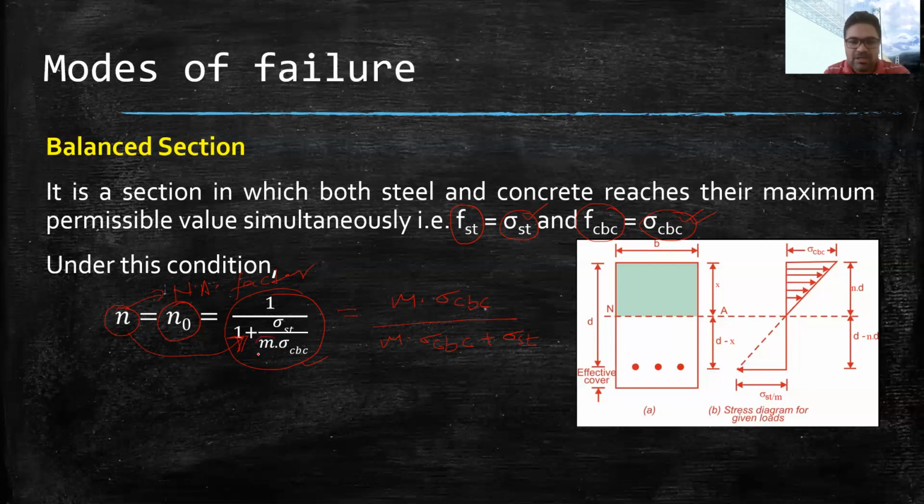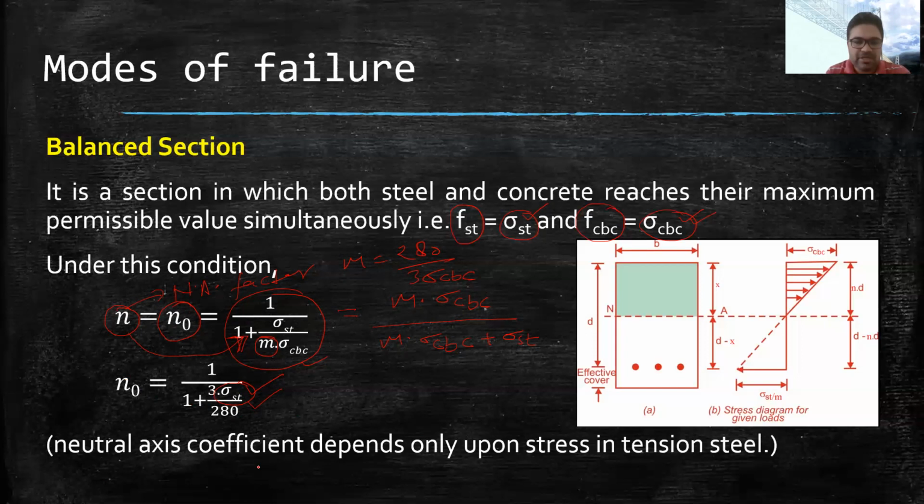If we further put the value of m as per IS code, m is equal to 280 by 3 sigma cbc. If we replace this value in place of m, it is further modified to this value. So in this case, we can write this as 1 upon 1 plus 3 sigma st upon 280. With this relation, we can say that in the balanced section, the neutral axis factor is mainly dependent on the permissible stress in steel. So here I have also written that the neutral axis coefficient depends only upon the stress in tension steel, because with this relation it is clear. That is one thing that we have considered in case of balanced section.